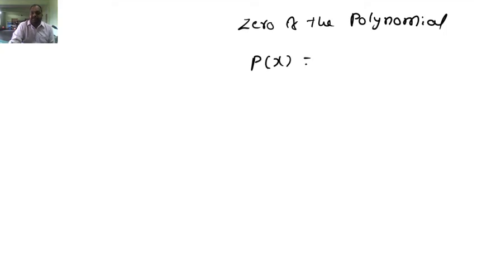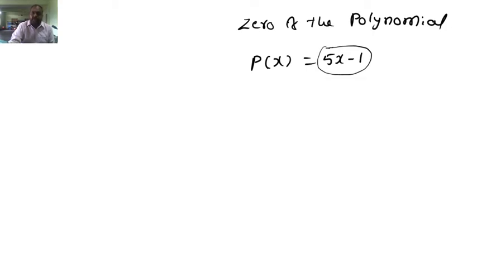Next, the zero of the polynomial. It's also a very important one. Zero of the polynomial means, suppose you take a linear equation, p of x is equal to 5x minus 1. The polynomial will become 0 if we substitute some value instead of x. So we have to find the value of x which, when substituted, makes it 0.